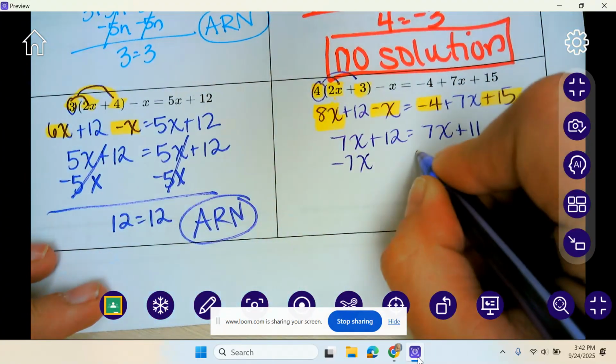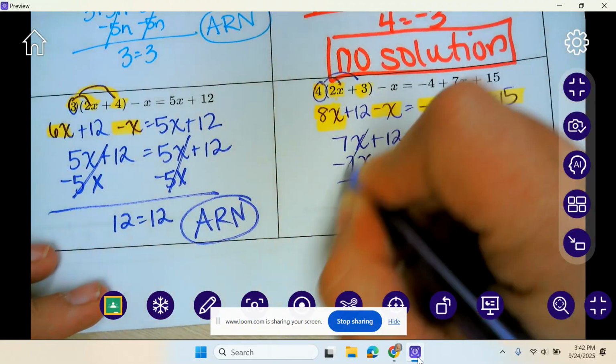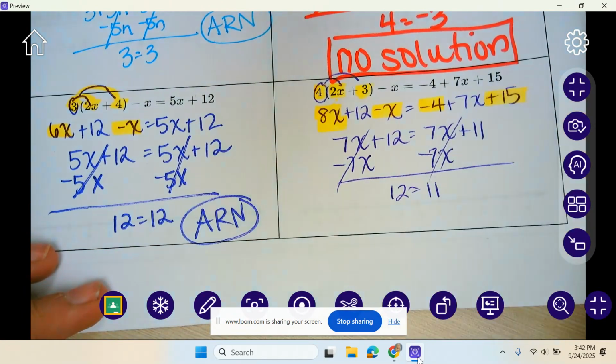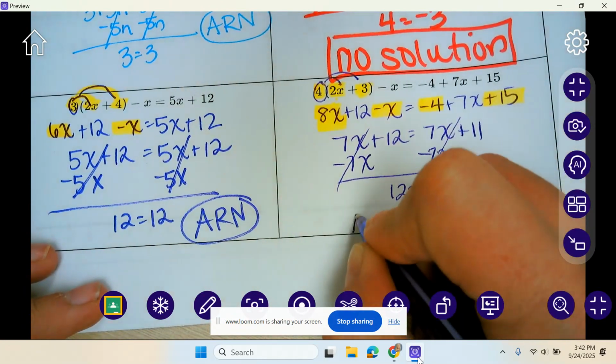Next step, move the variable. Cancel, cancel. And then I get 12 equals 11. This is a false statement, so my answer is no solution.